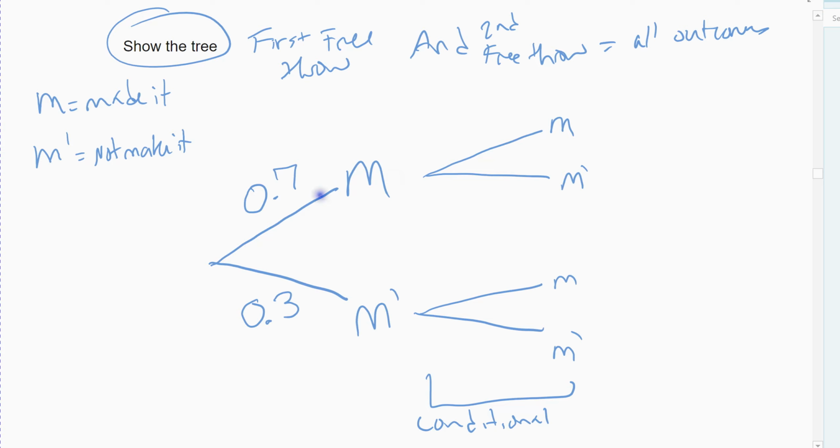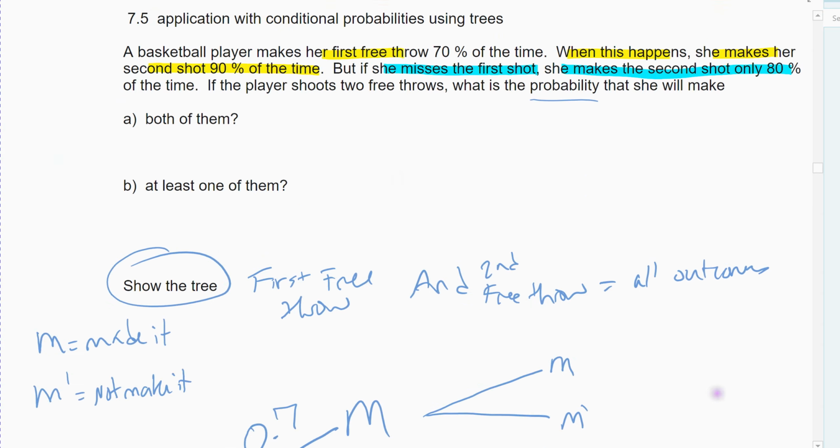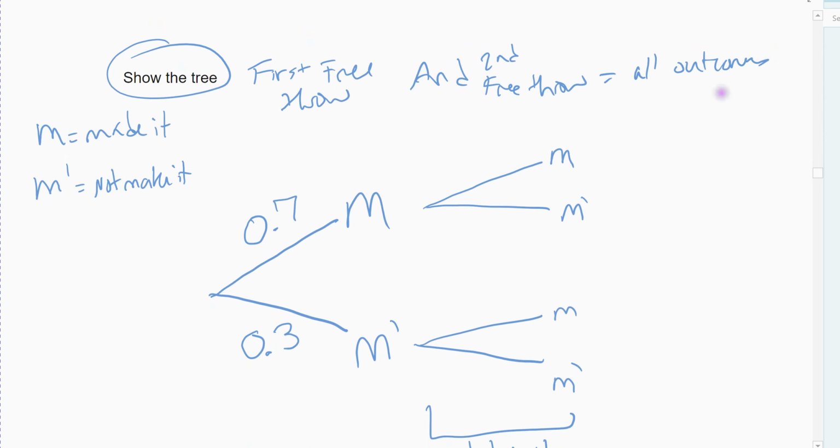So suppose that you're down this path, right? You're in the 70% of the outcomes where she makes the first one. When this happens, she makes her first free throw, so she's in the 70%. She makes the second shot 90% of the time. So given she makes the first, there's a 90% chance she'll make the second.